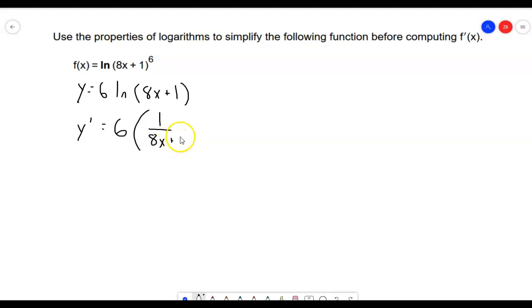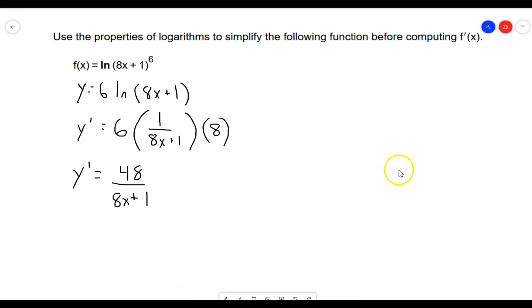This is the derivative of the outside function times the derivative of the inside function. The derivative of 8x plus 1 is simply 8. And we multiply all that together, and I think we're going to get 48 on the top, 6 times 8, and on the bottom, we're going to get 8x plus 1. That's it. So a nice, easy one here.